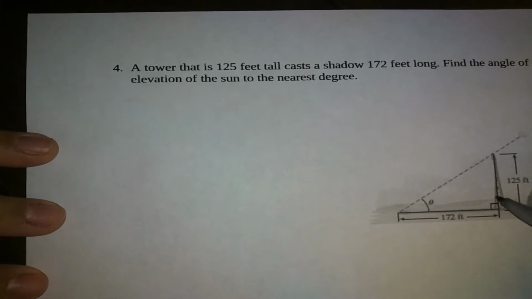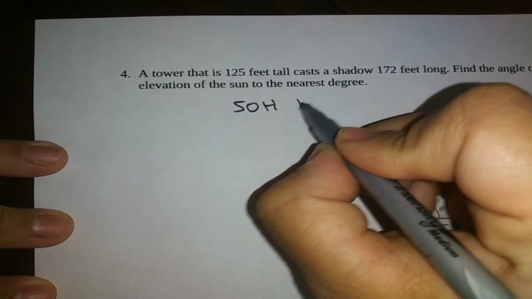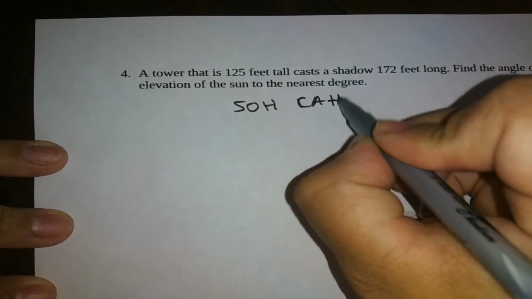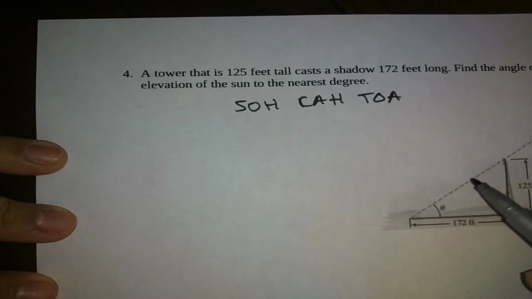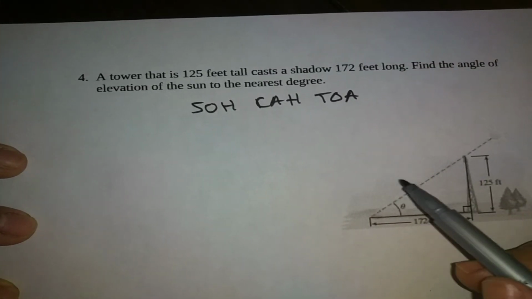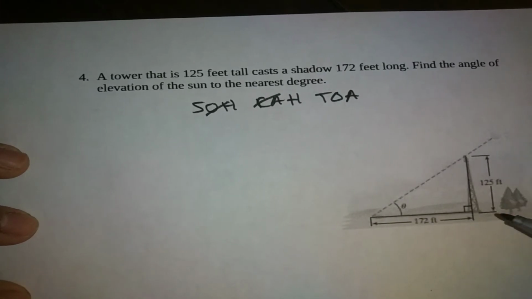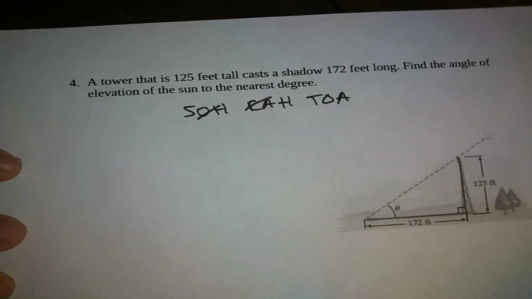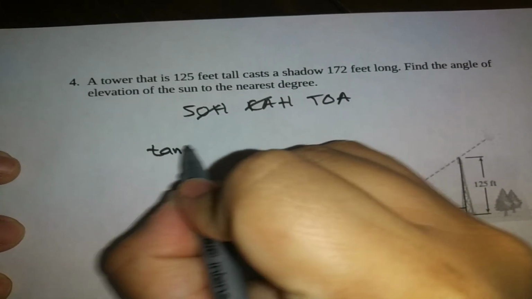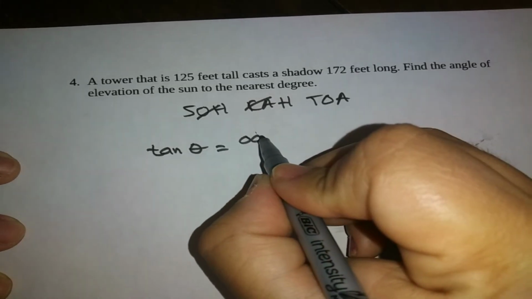Again, we have a right triangle, which tells us that we are going to use one of our trig ratios. Looking at our hypotenuse, it doesn't really have a lot of information, so our sine and our cosine will be of no use to us. By elimination, we're left with tangent. So let's go ahead and write out our tangent ratio so we can see what we have to work with.